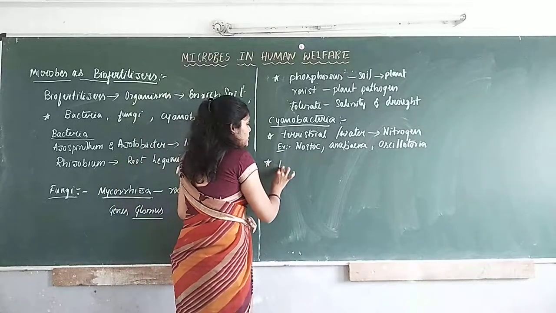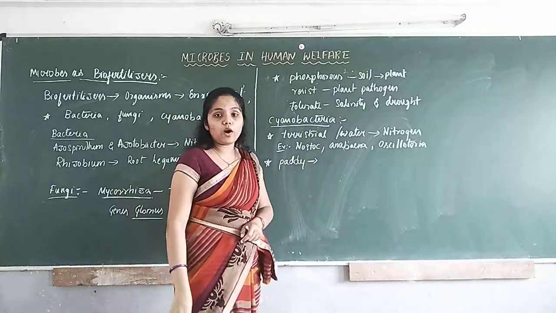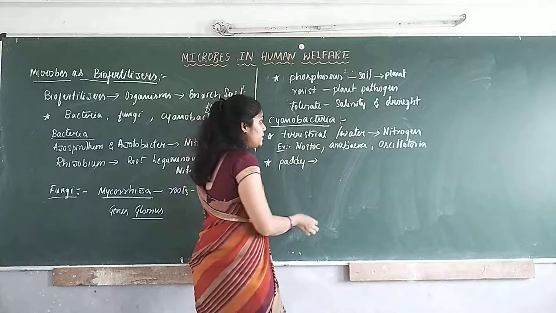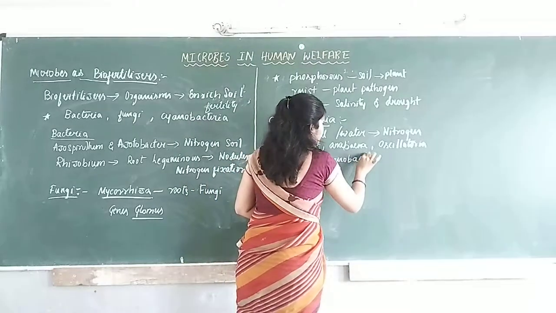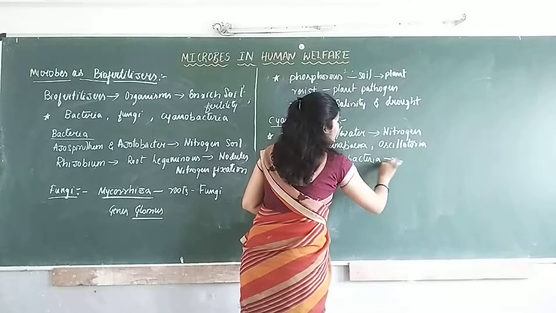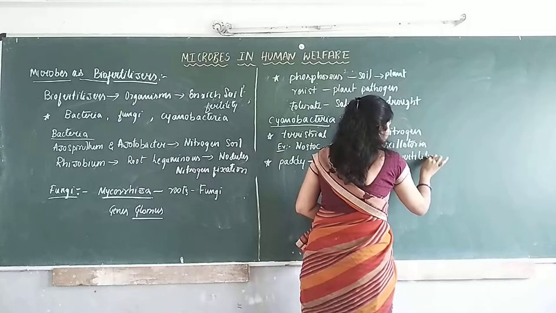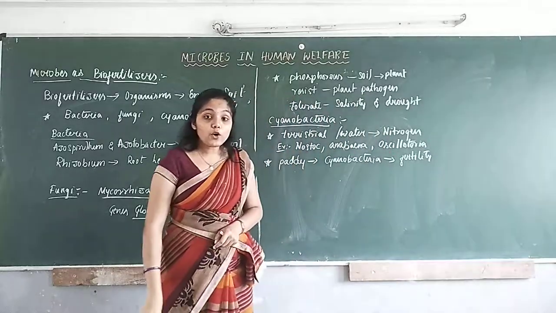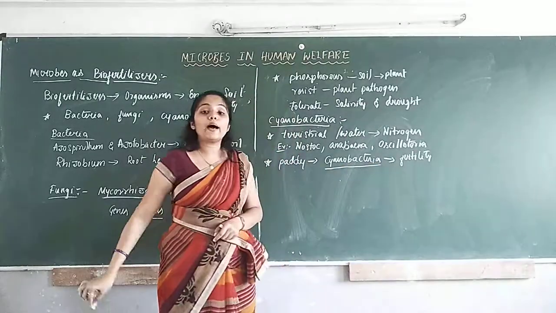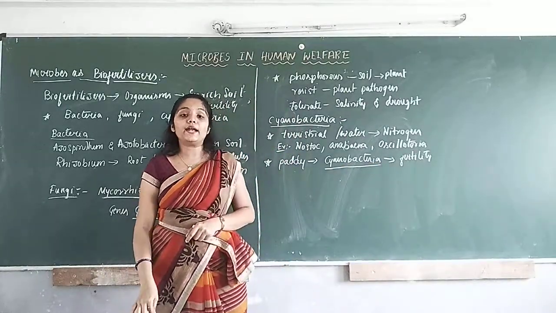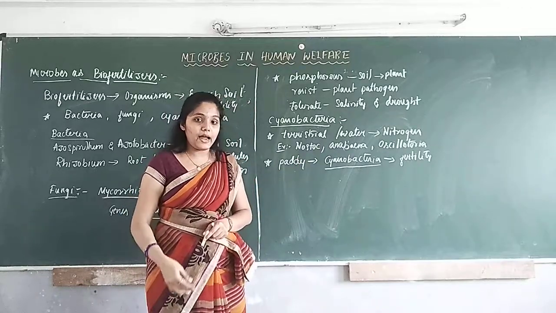In the case of the paddy field, when we see the paddy field, it consists of water, isn't it? So in the paddy field, this cyanobacteria helps to increase the fertility of the soil. The fertility of the soil is increased due to the presence of this cyanobacteria in the case of the paddy field. And also they enrich the organic matter in the paddy field.